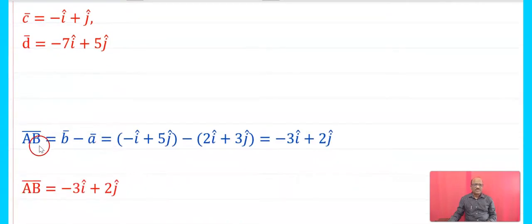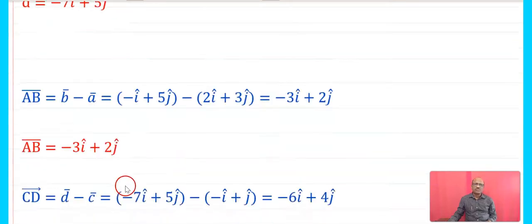First is AB bar, that is B bar minus A bar, minus i cap plus 5j cap minus in bracket 2i cap plus 3j cap, and if you open the bracket, then you will get minus 3i cap plus 2j cap, and therefore AB bar is equal to minus 3i cap plus 2j cap.